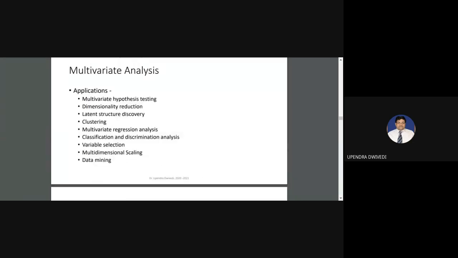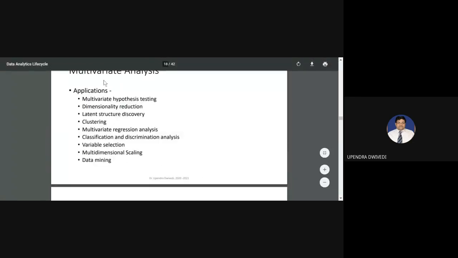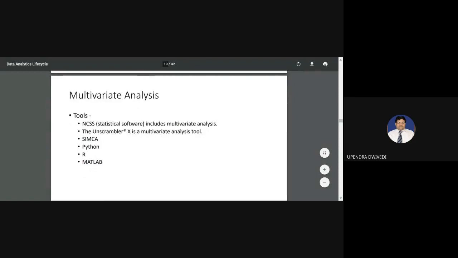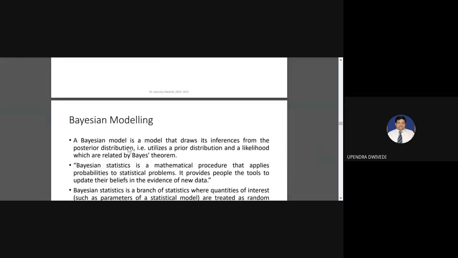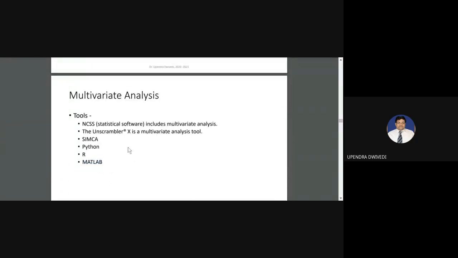So these are some multivariate analysis problems. And these are some tools we have taken from Wikipedia, which you can use to perform multivariate analysis and find solutions. One of them is Python. If you are aware of Python, you can perform the operations. If you are good enough in MATLAB, you can also provide the solution to a multivariate analysis problem. Bayesian modeling we'll discuss next.